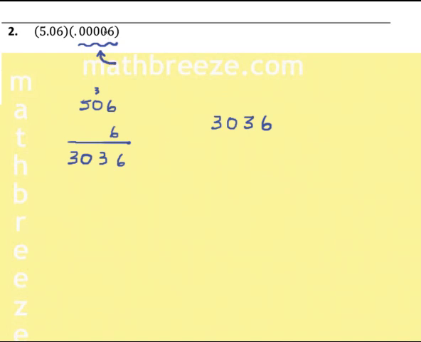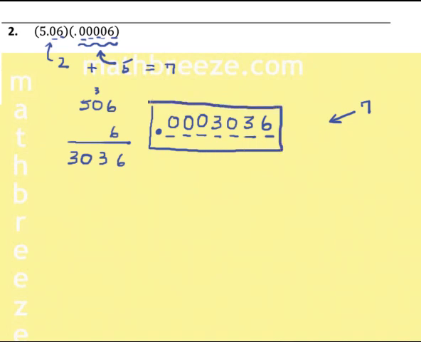the first factor has 1, 2, 3, 4, 5 decimal places. The second has 2 decimal places. So we need a total of 2 plus 5, a total of 7 decimal places in our product. So let's start counting from the right. We have 1, 2, 3, 4. And then we need 3 more, 5, 6, 7. And we'll put our decimal right here and fill in with zeros. And that's our product. Our product with 7 decimal places. 1, 2, 3, 4, 5, 6, 7.